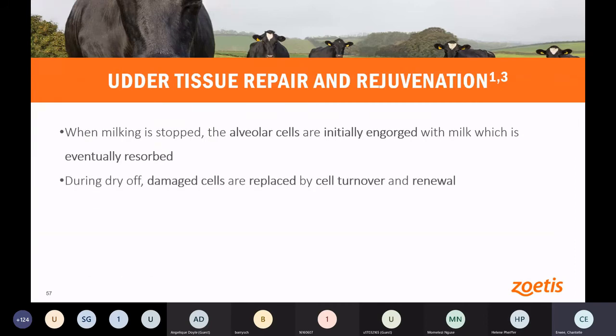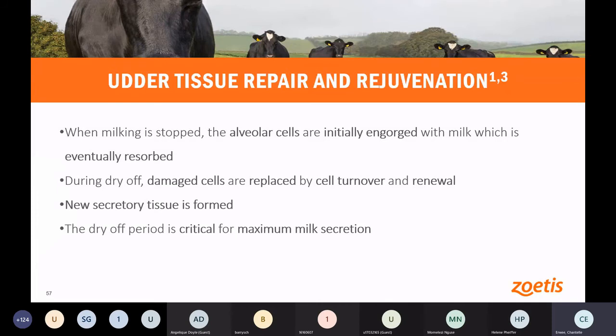And we then see that if there are damaged cells, they are replaced by cell turnover, they are renewed, and also new secretory tissue is formed. So that means that there'll be more secretory tissue for the next lactation, and therefore that is one reason why the dry period is critical, because it can actually increase the milk secretion in the next lactation.